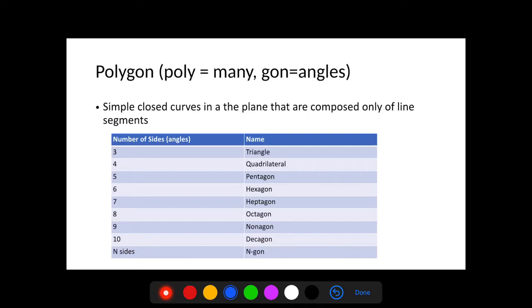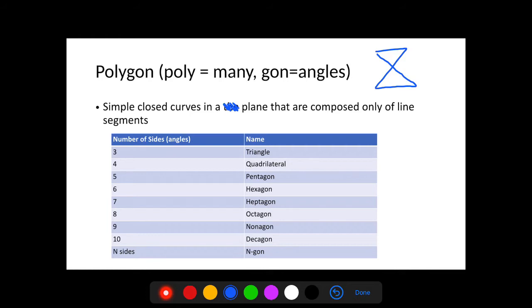Stepping back, a triangle is a special kind of polygon. Polygons are simple closed curves in a plane. I have an extra word there, in a plane. So a curve that's not simple would look like this, where you have to cross over a line you've already drawn. That doesn't happen in a simple curve. The closed curve we already talked about.